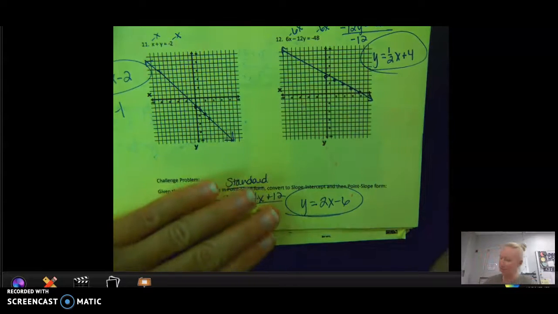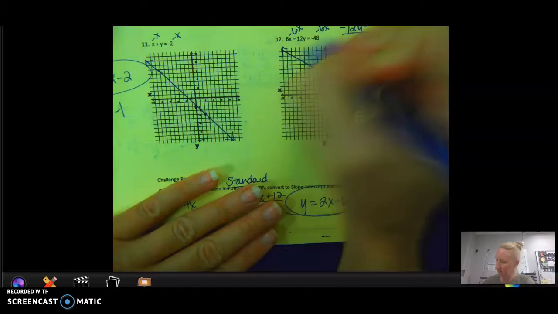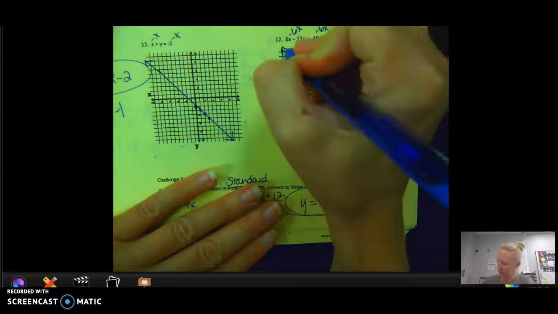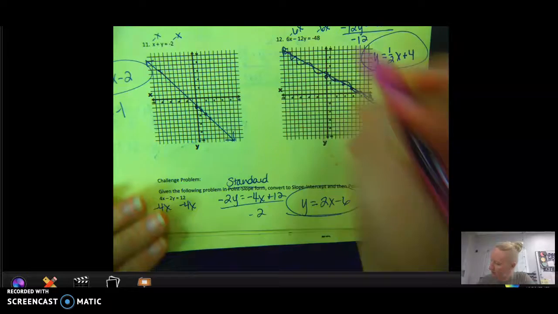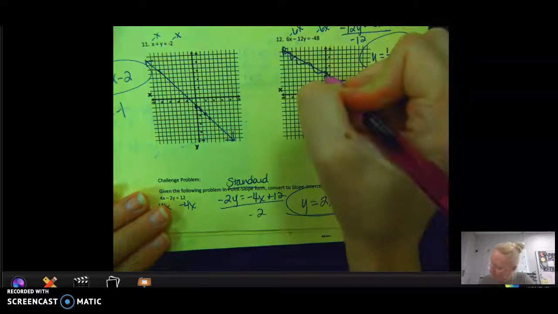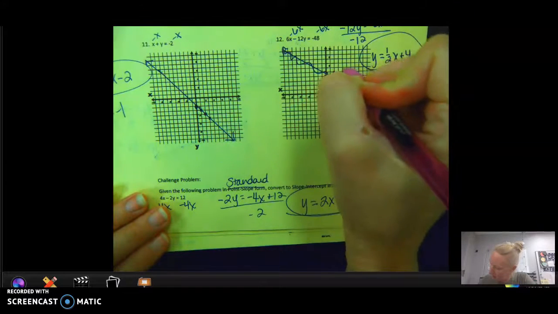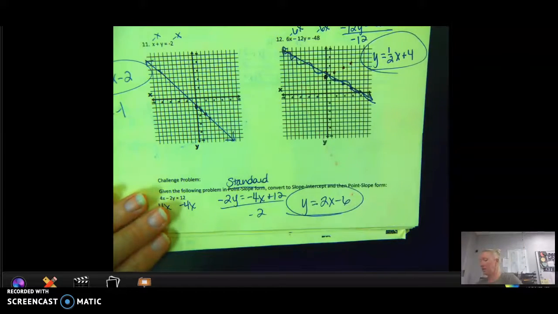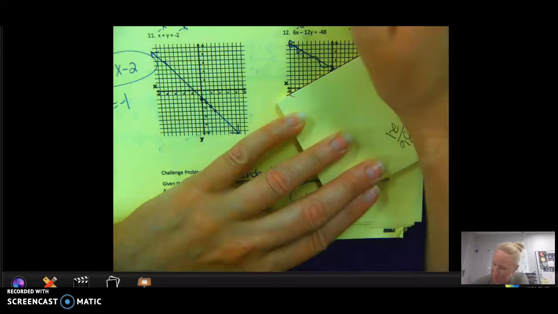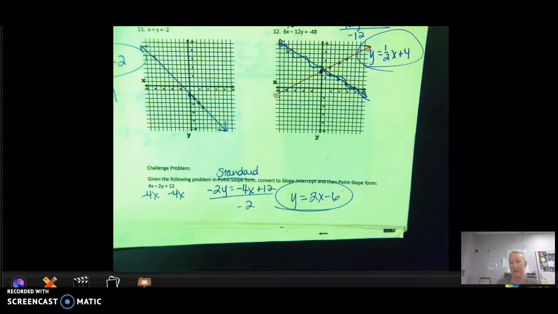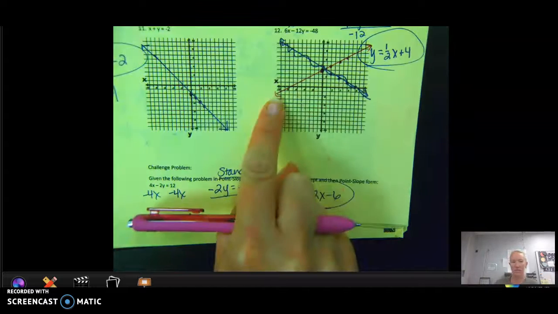Does anybody see my mistake? That is not the correct line. My y-intercept is at 4. Up 1 over 2, up 1 over 2, and up 1 over 2, and then connect it. So it should be a positive line. I knew that was wrong because my slope is positive. If it's a positive slope, my line should never be going down from left to right. Okay? So this is the correct line.